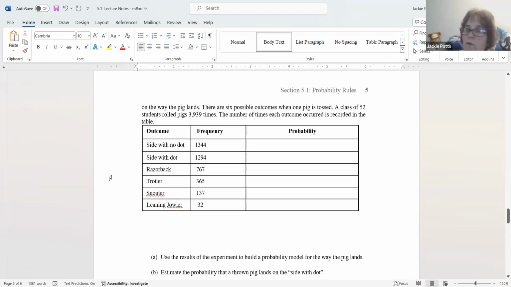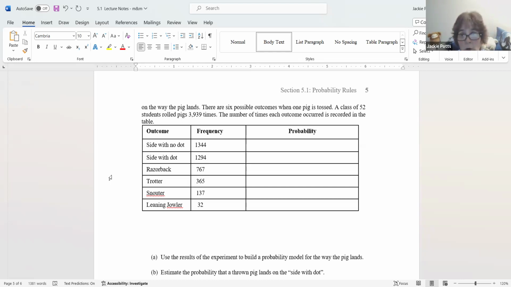So a class of 52 students rolled a pig 3,939 times. What they found was a side with no dot. Yeah, there's a little dot on one side. It's a spotted pig on one side and a plain pig on the other. Razorbacks are when they land on their back with their forward little leggies up. A trotter is when they land on their feet. A snouter is when they land on their nose. And a leaning jowler is when they land leaning on the nose and front feet.